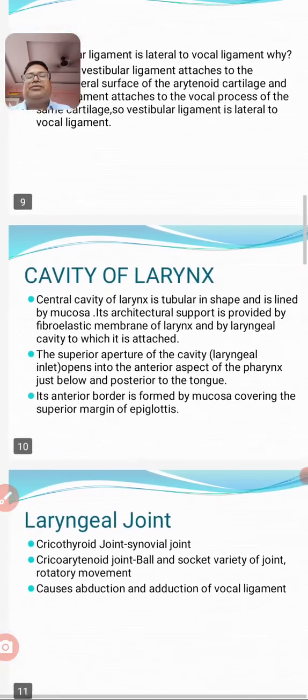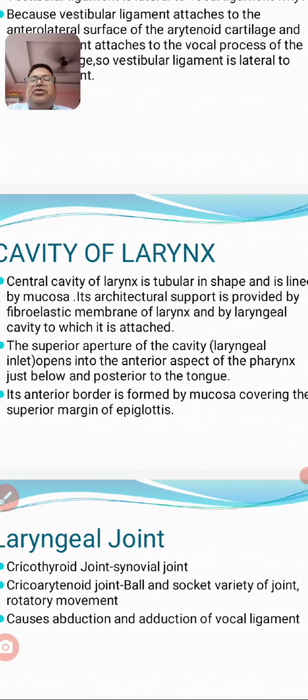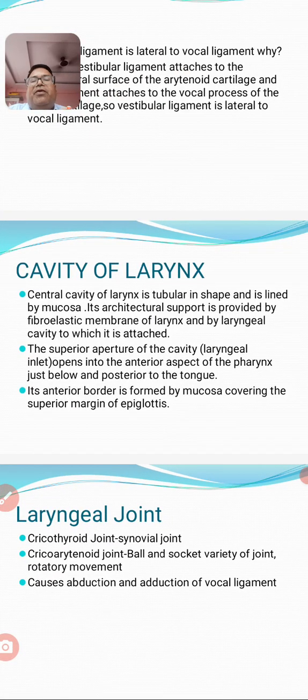Now the cavity of the larynx. The central cavity of the larynx is tubular in shape, just like a tube, and is lined by the mucosa. Architectural support of the larynx is provided by the fibroelastic membrane of the larynx. The aperture of the cavity opens into the anterior aspect of the pharynx just below and posterior to the tongue. An anterior border is formed by the mucosa covering the superior margin of the epiglottis. That is the cavity of the larynx.